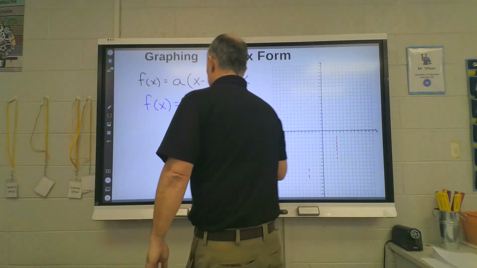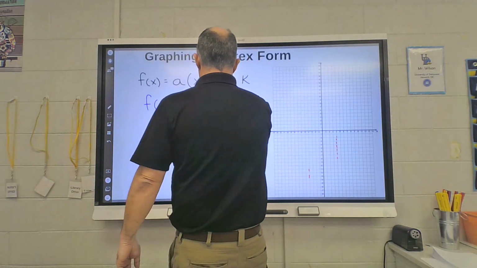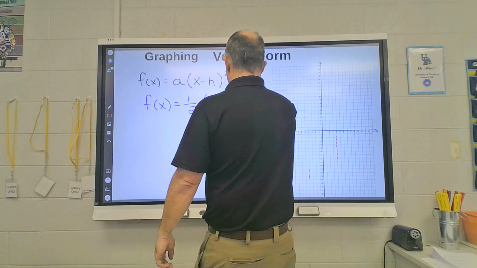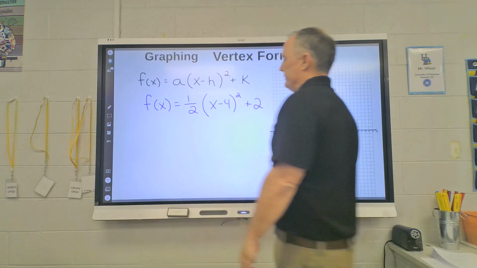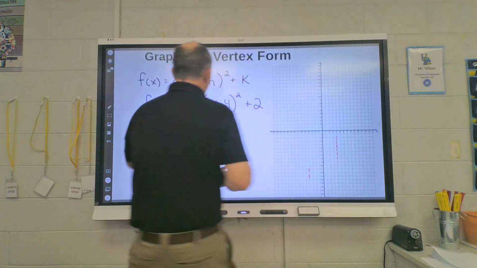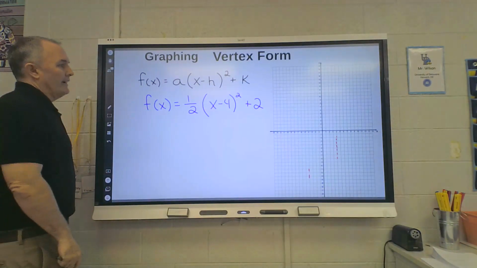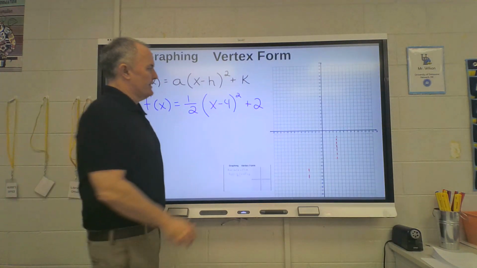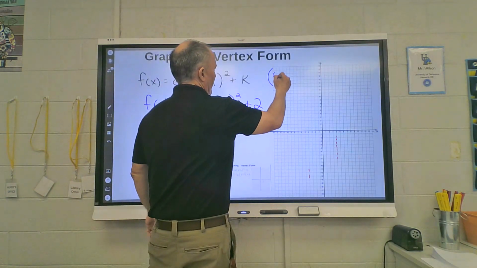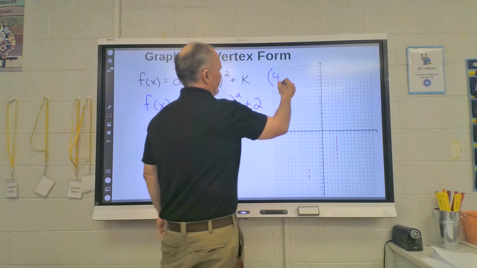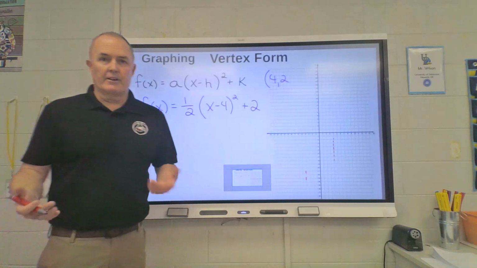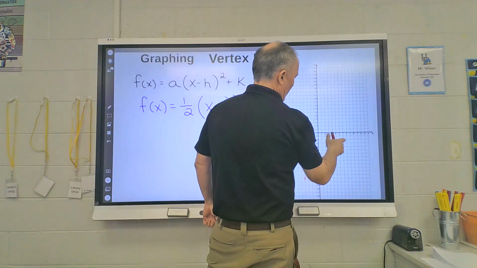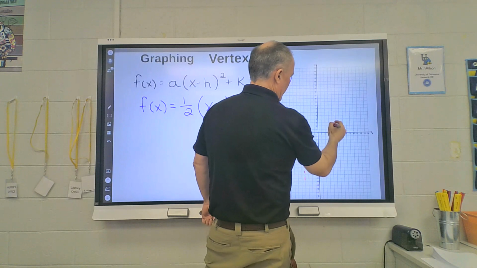All right, fraction. Let's do x minus 4, squared, plus 2. So now we have a fraction out in front. No big deal. Even though we have a fraction out in front, my vertex here is still going to be a positive 4 and a positive 2. That goes over 4. Oops, let's get rid of that line. And up 2.